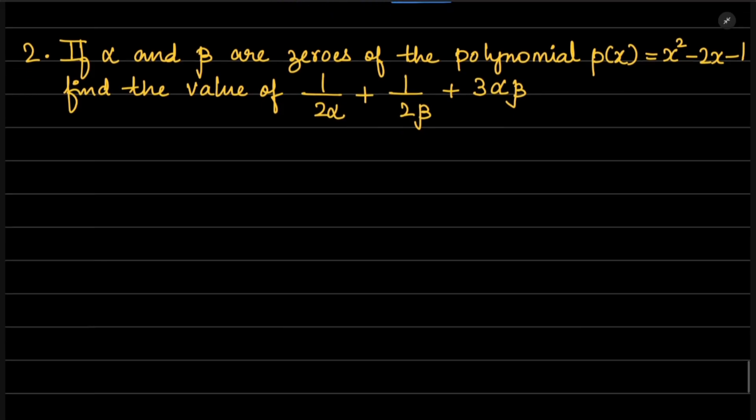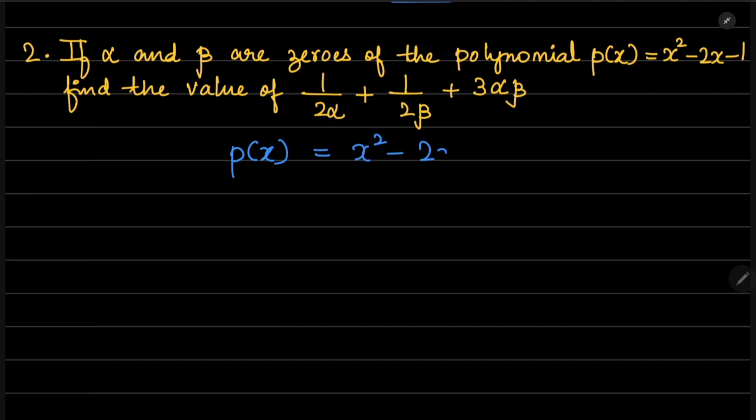If alpha and beta are zeros of the polynomial p of x equal to x square minus 2x minus 1, find the value of 1 by 2 alpha plus 1 by 2 beta plus 3 alpha beta. A very similar question. So your given polynomial p of x is x square minus 2x minus 1. What is your a here? A is 1, b is the coefficient of x which is minus 2, and c is minus 1.